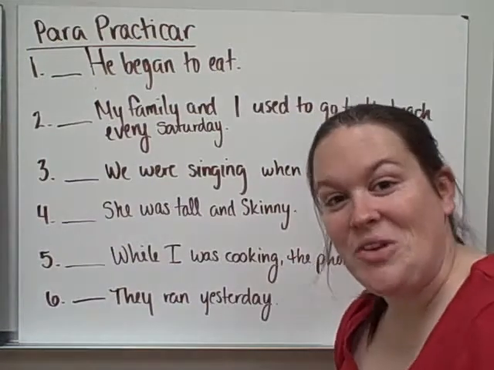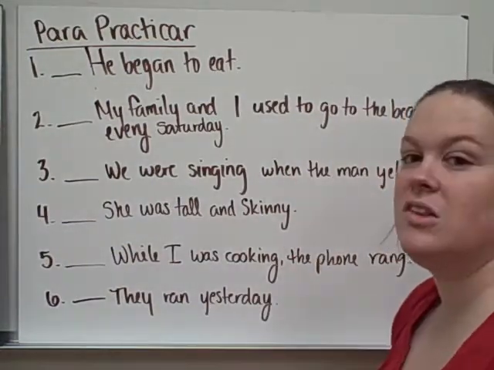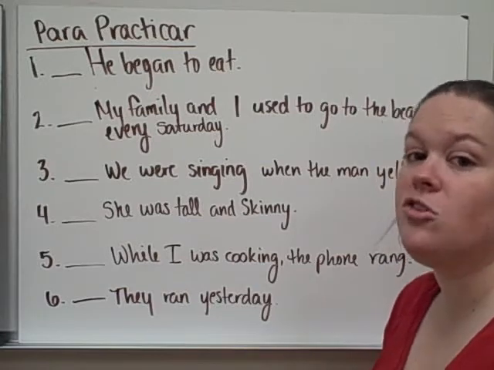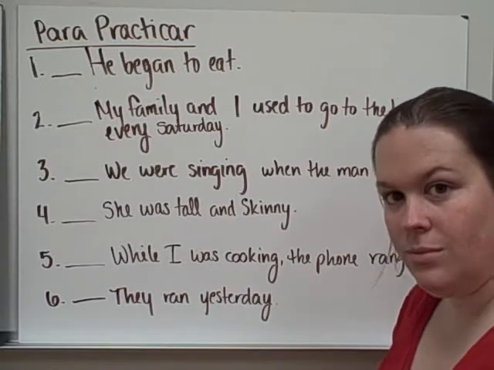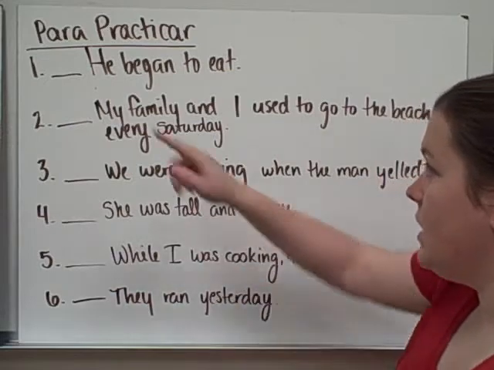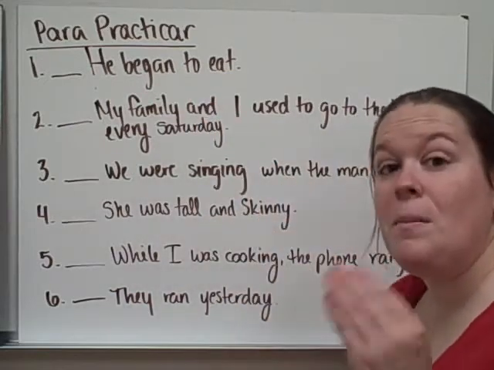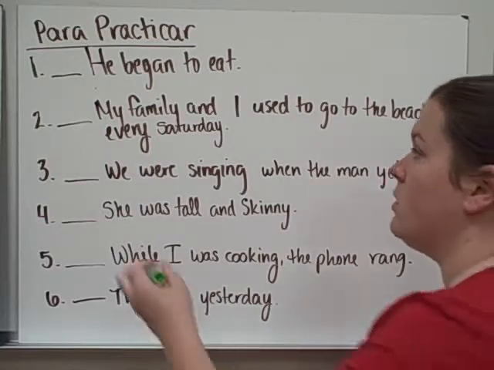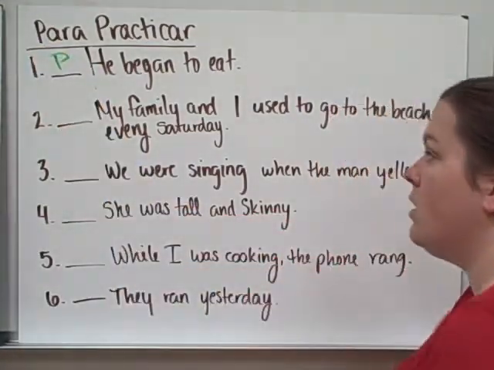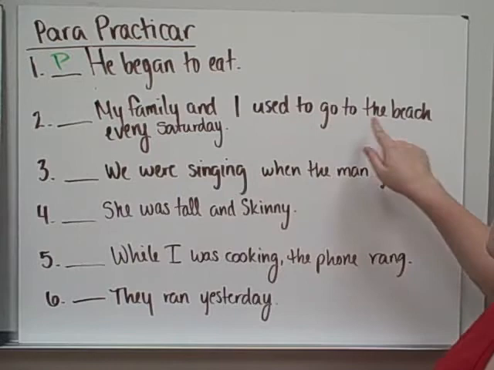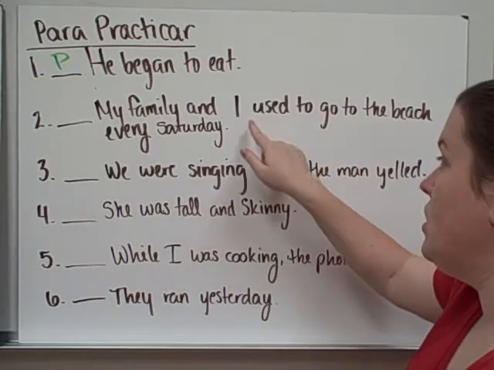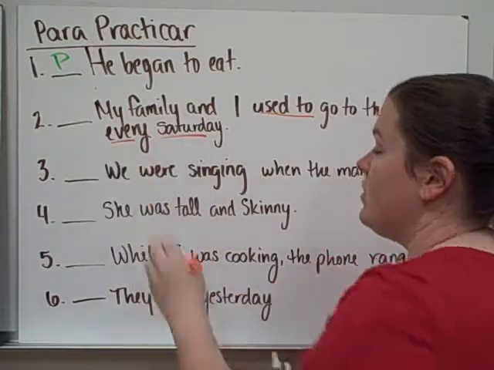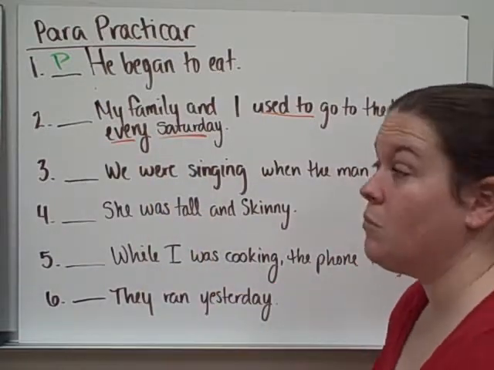Now that you know how to do interrupting actions, you should be able to tell whether these sentences are imperfect, preterite, or an interrupted action. Please pause the video and determine that. All right, he began to eat. Began implies a specific start time, so that is going to be preterite. My family and I used to go to the beach every Saturday. Used to is your clue word here, and so is every Saturday. That is going to be imperfect.